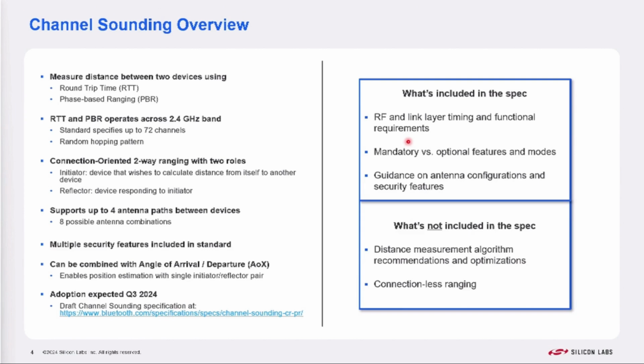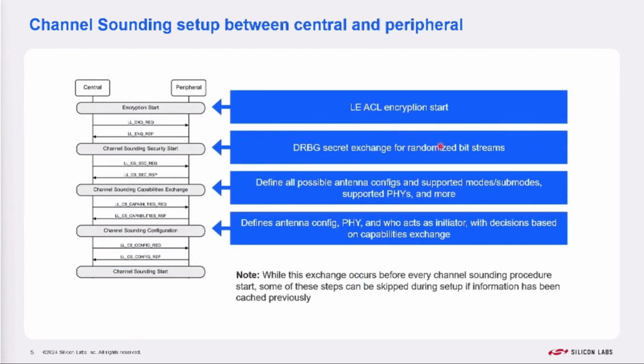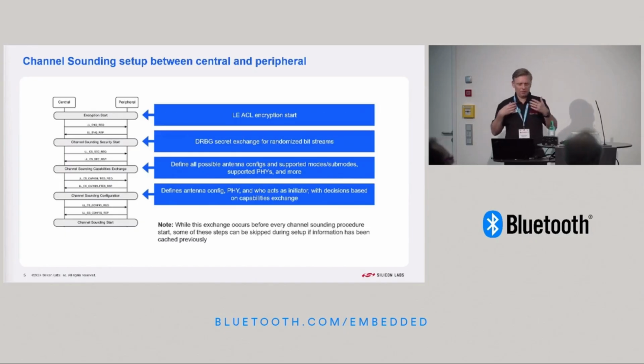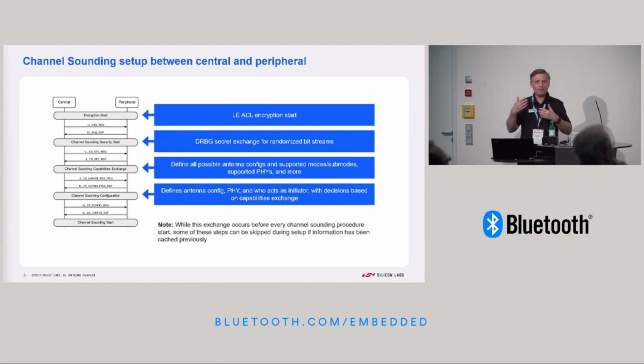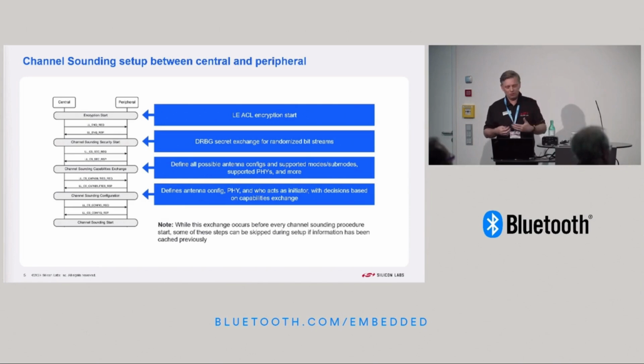Okay, so the next couple of slides just go over the protocol features of channel sounding. To start with, let's talk about everything that leads up to the point where a channel sounding procedure can begin. The first step is that LE ACL encryption has to start. So this is an operation that can only happen over an encrypted connection. After that, there is a channel sounding security start where there is a DRBG secret. Basically, bytes are passed back and forth to scramble, randomize the procedure that will follow.